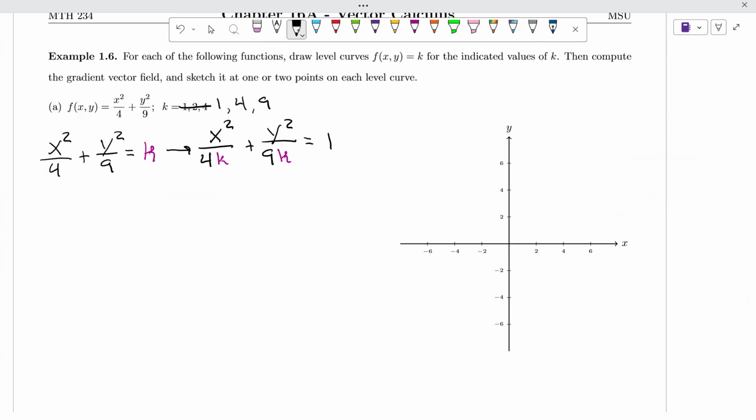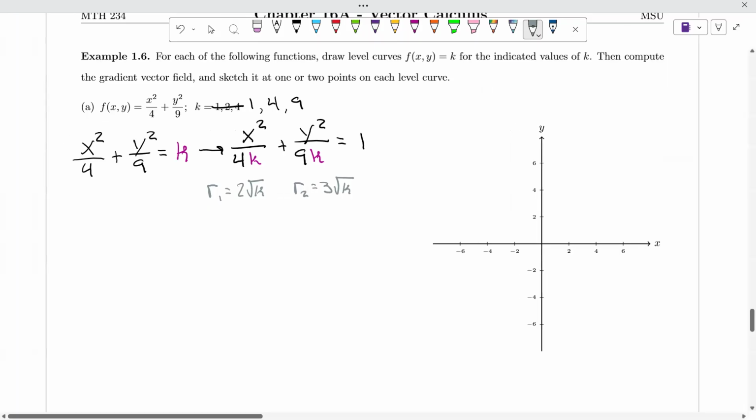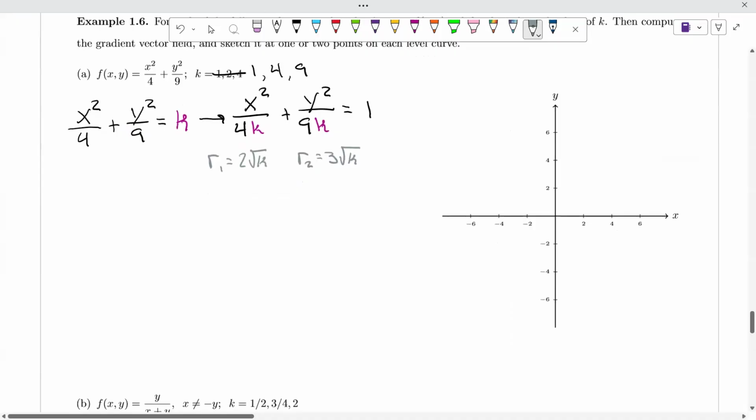So if I were to just label those real quick, R1 is going to be 2 times the square root of k, and R2, being the y-axis, the y radius, is going to be 3 times the square root of k. And now you might see the motivation for picking 1, 4, and 9 instead of 1, 2, and 4 for my level curve values. So let's get to calculating some of this stuff.